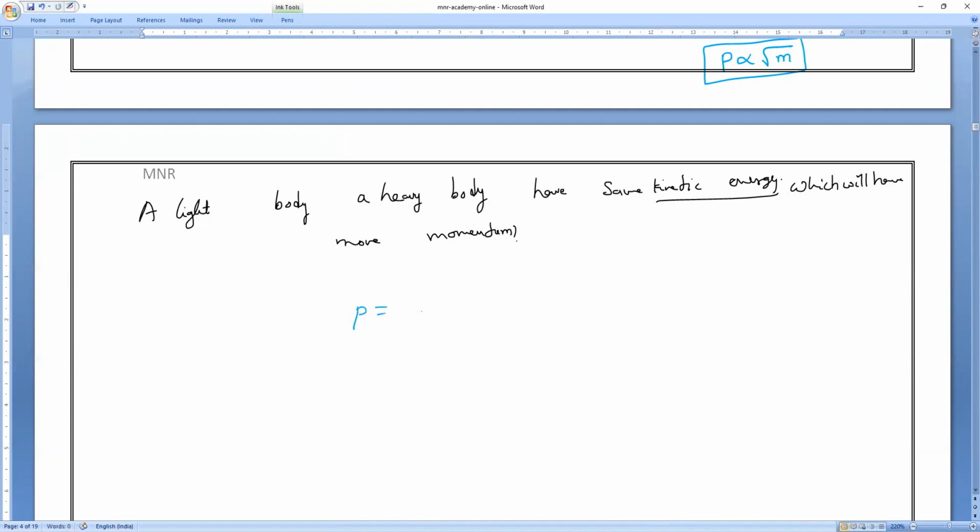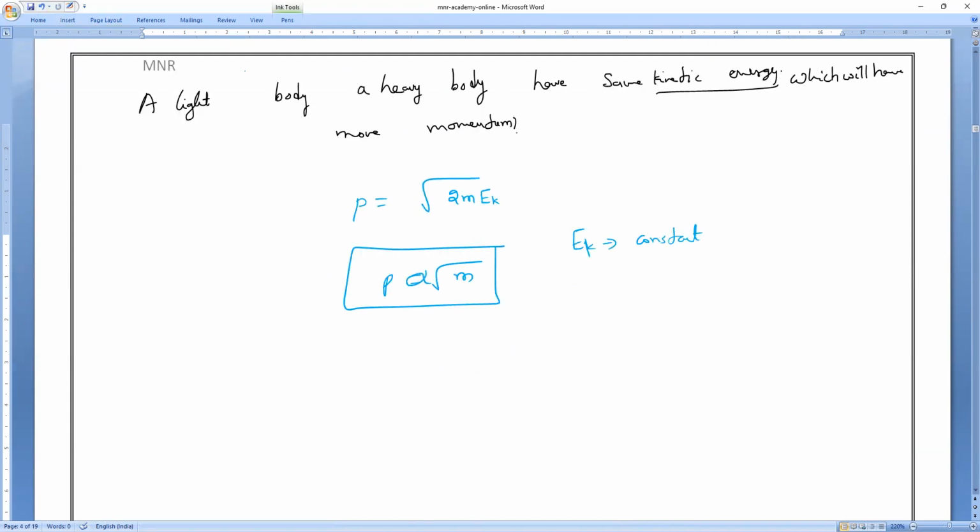We all know momentum equals root over 2m into kinetic energy. Kinetic energy of both bodies is constant. So P is directly proportional to root over mass. So who is having greater momentum, lighter body or heavier body? Heavier body. Right. Yes.